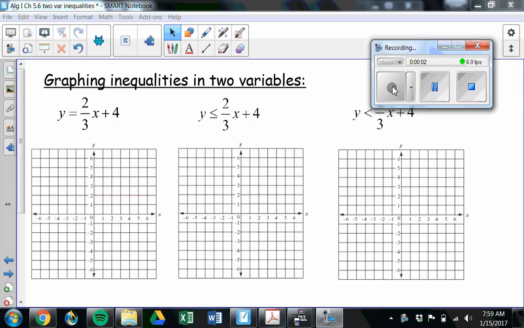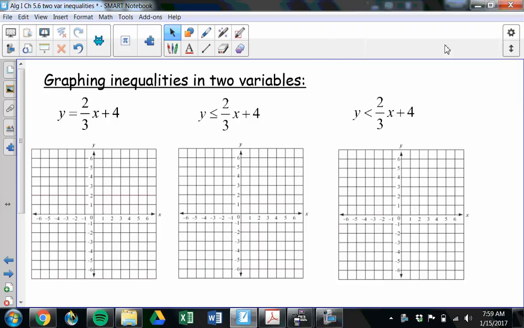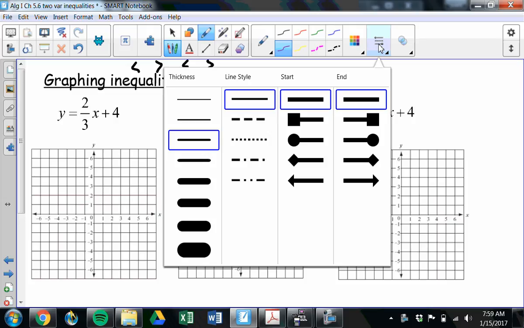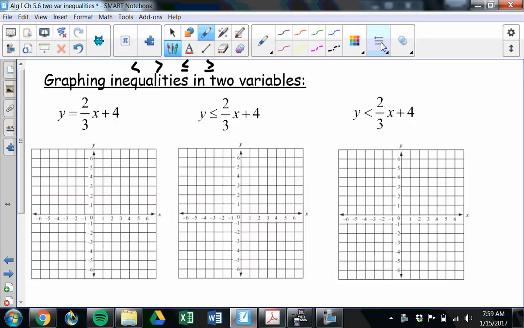Today we're going to be graphing inequalities in two variables. Inequalities are things like less thans, greater thans, less than or equals to, greater than or equals to's, things that don't have the actual equal sign by themselves. But before we graph inequalities, I want to graph one equation, one thing that has an equal sign.